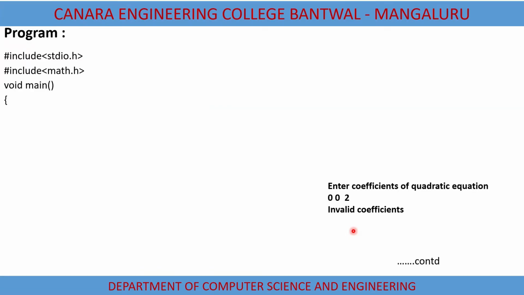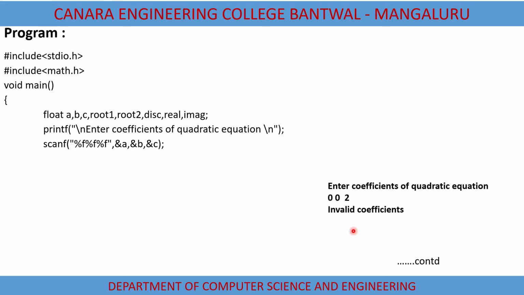Now we'll see how we can implement the quadratic equation in a C program. First we start by writing #include stdio.h followed by #include math.h. That is required to include a mathematical function. The mathematical function we are using in our program is square root, as we have already seen in the formula. Followed by void main, open the curly bracket.